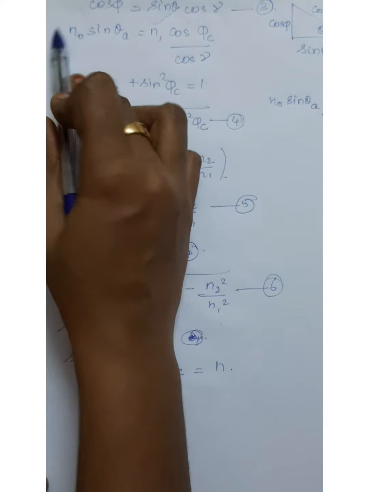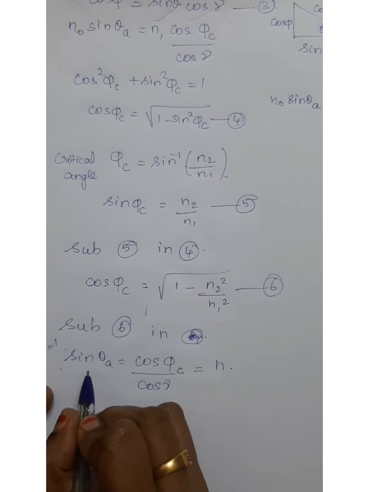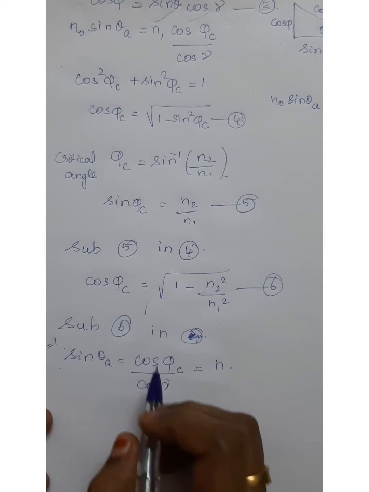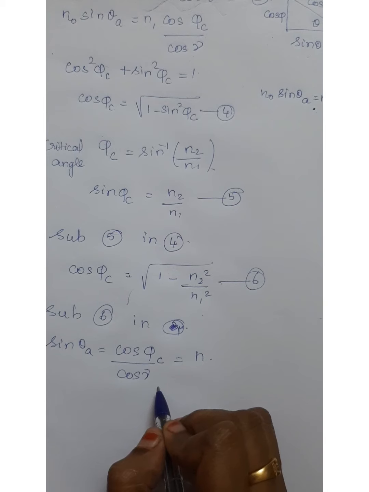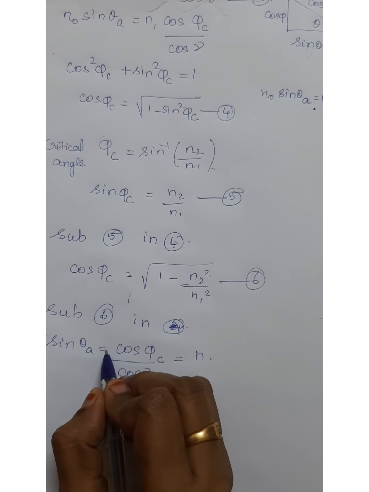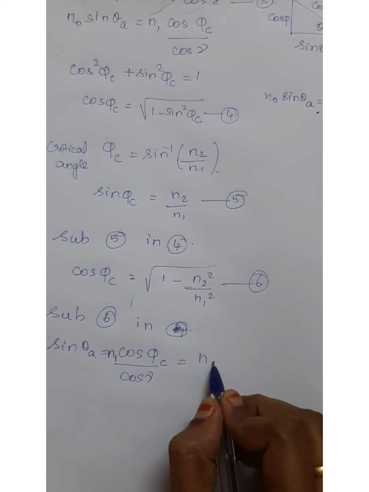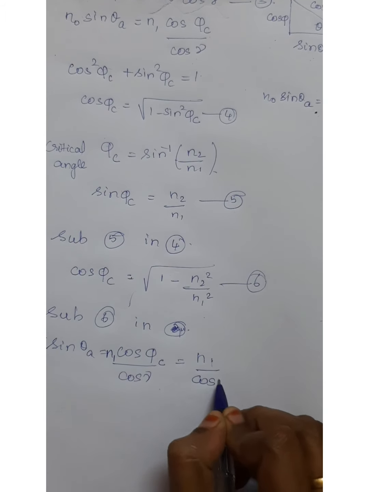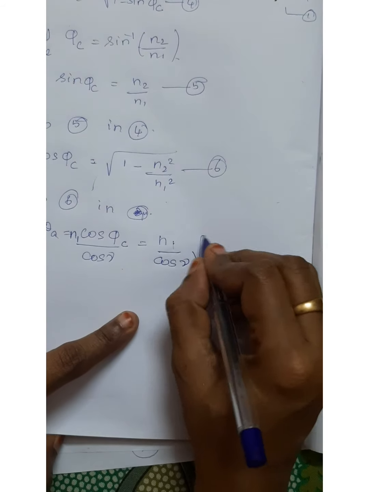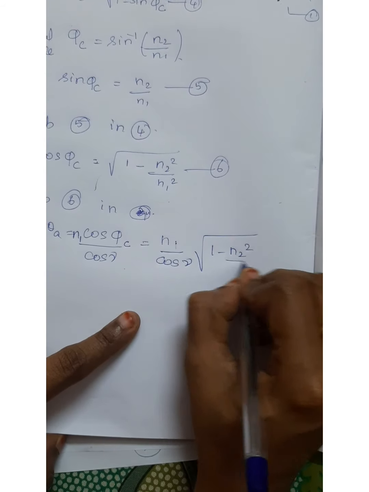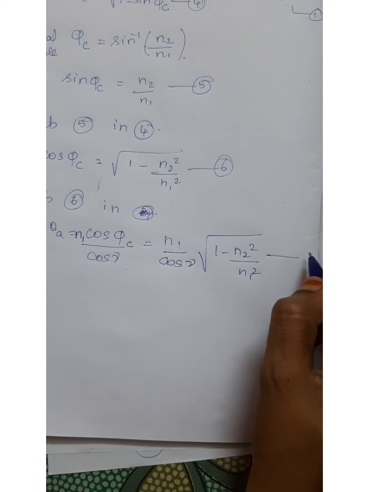In air, the refractive index of air is equal to 1. So n0 value is equal to 1, sin theta A equals n1 cos phi c by cos gamma. Now n1 by cos gamma, substitute the value of cos phi c here. So what is the value? Root of 1 minus n2 squared by n1 squared. Take this as equation number 7.